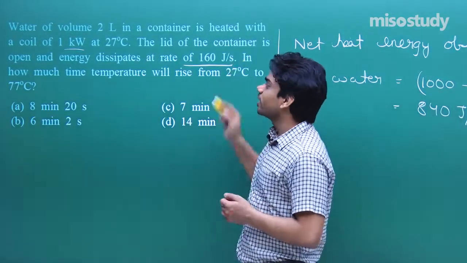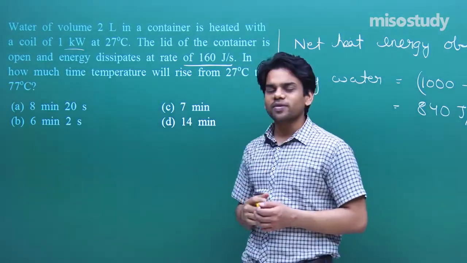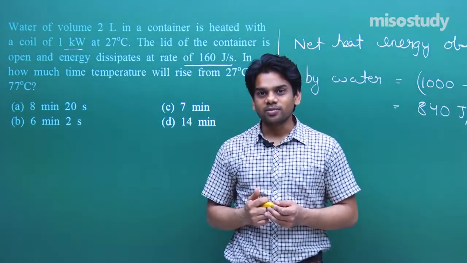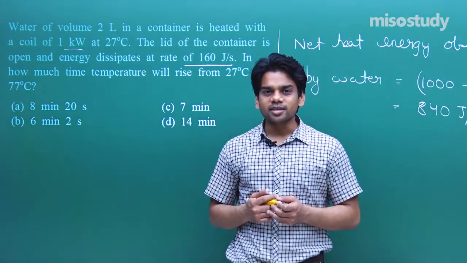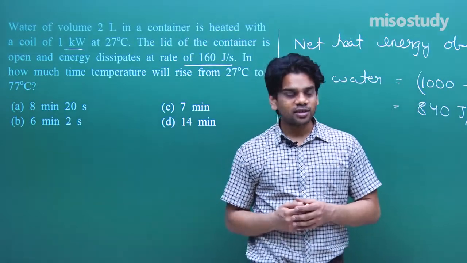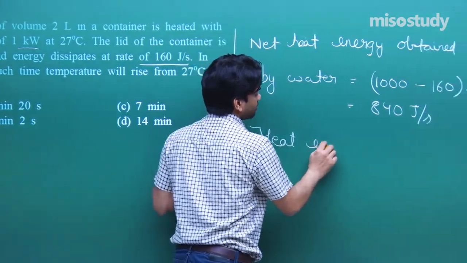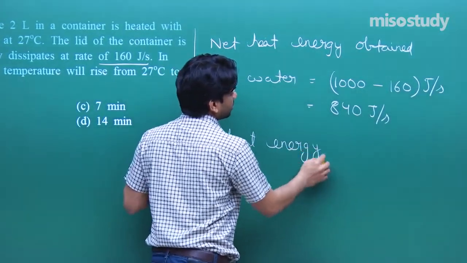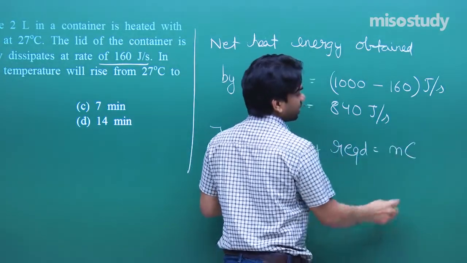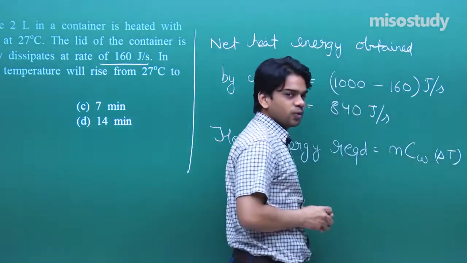Next, you see the lid of the container is open and we have used this. In how much time will the temperature rise from 27 to 77 degrees Celsius? The rise in temperature is asked. What's the time? Now see, the heat energy required by the water will be mcΔT. So first of all, the heat energy required will come out to be m, the specific heat capacity of water, and ΔT. This is what we have to use.